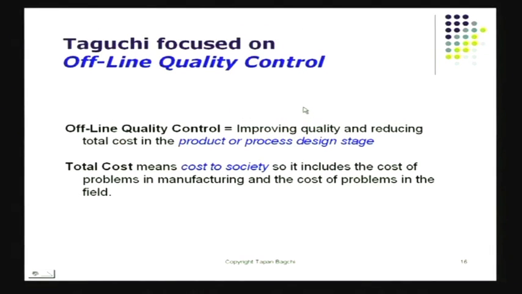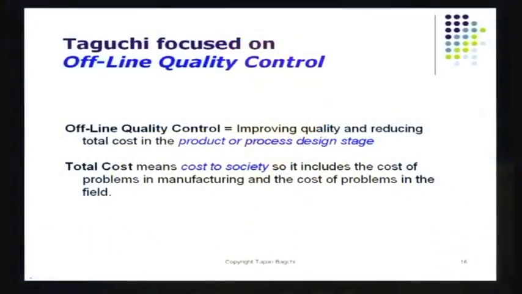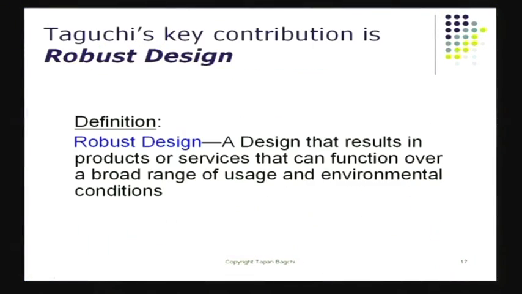Taguchi focused on offline quality control. He said all this quality engineering has got to be done not when you're doing production, not like SPC. It has got to be done before that. It's got to be done in R&D, in the design shop, that's where you control what he called offline quality control. That means it was not quite at the production stage yet. You did this before you got the design ready for production. That's why it would have to be done. This would lead to a lower cost to society overall.